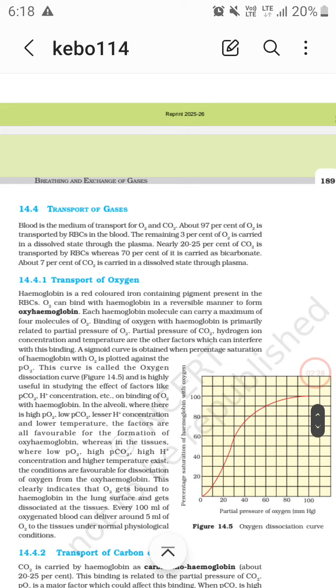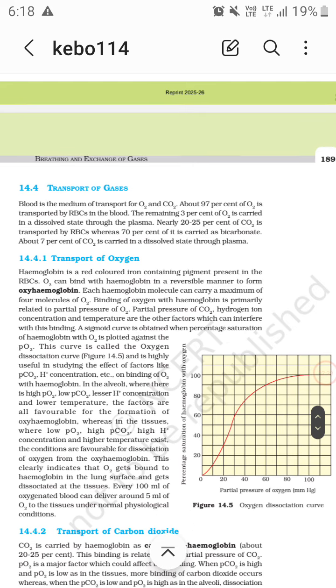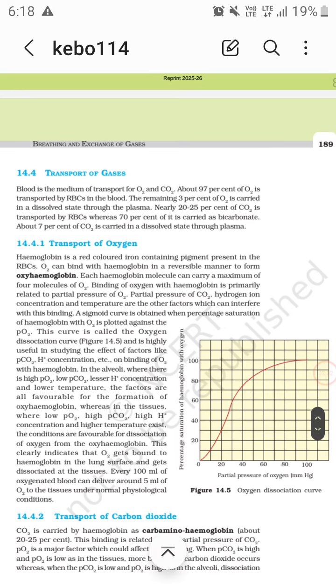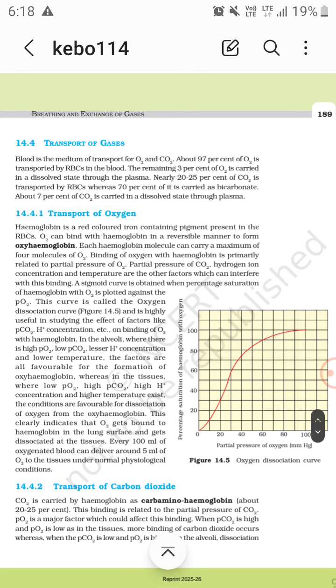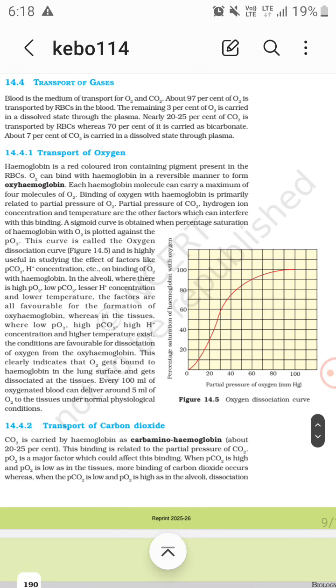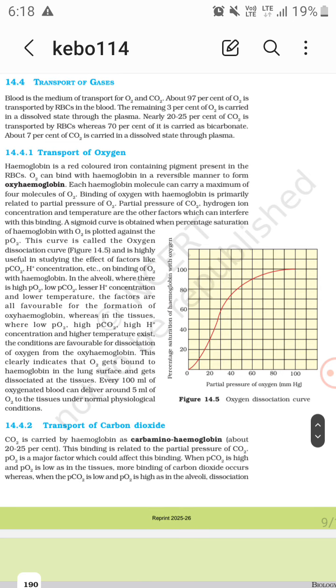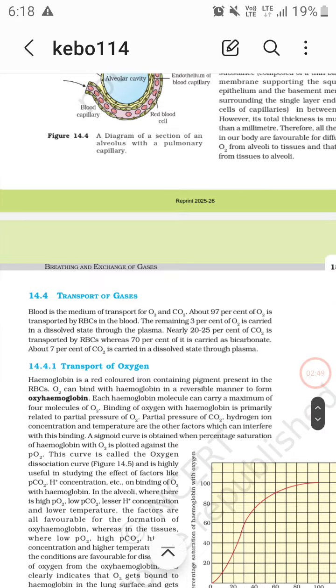And then there is transport of the gases O2 and CO2. 97% of O2 is transported by RBC as oxyhemoglobin, and the remaining 3% in the dissolved state in plasma. For CO2, 20 to 25% is carried by RBC as carbaminohemoglobin, 70% as bicarbonate, and 7% in the dissolved state in plasma. So this is the transport of gases.